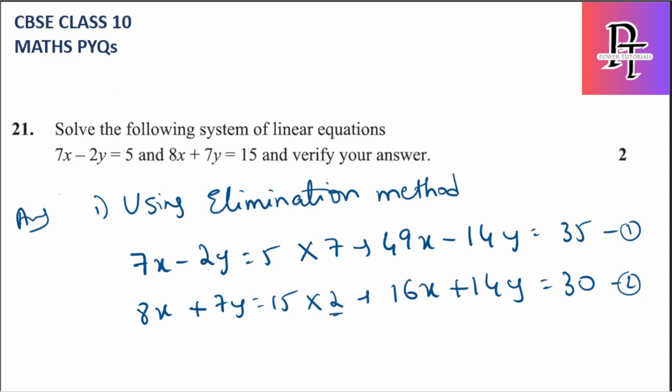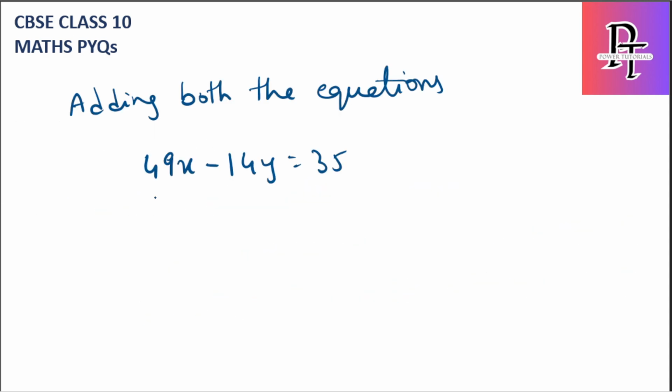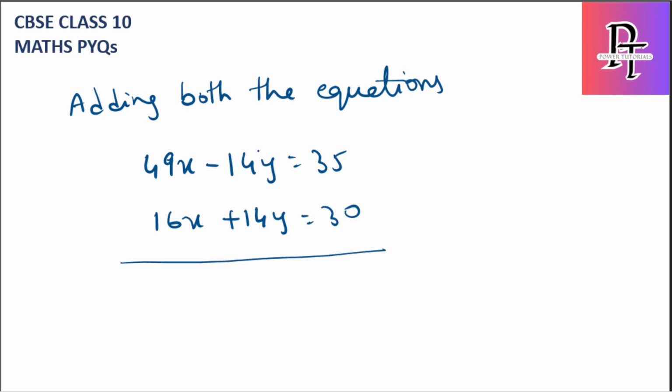Second one, 16x plus 14y equal to 30. So if I add these 2, what will happen? Minus 14 plus 14 will be cancelled out. 49 plus 16 is 65x plus 0 is equal to 35 plus 30 is again 65. And so we can see 65x is equal to 65. So x value is 1.